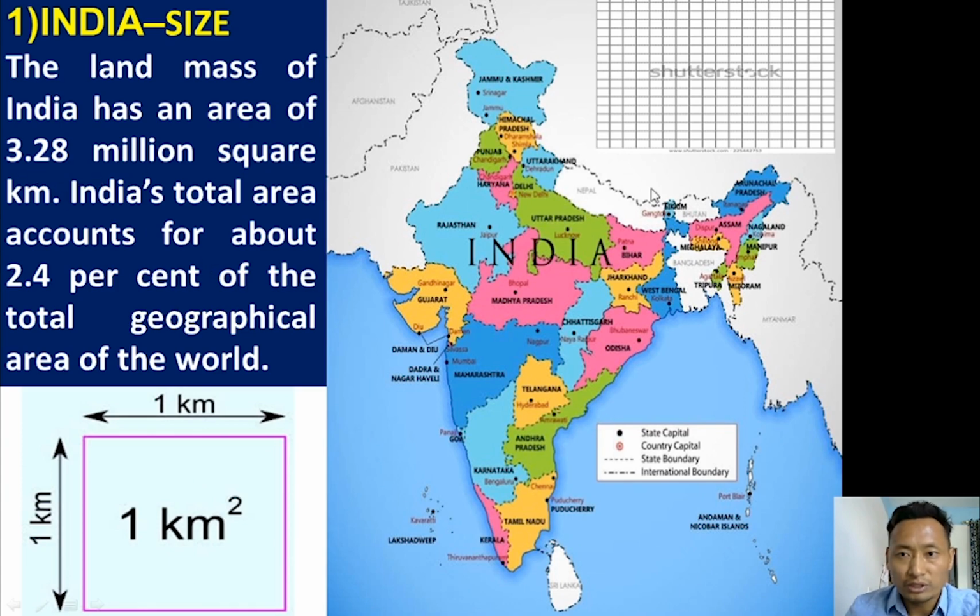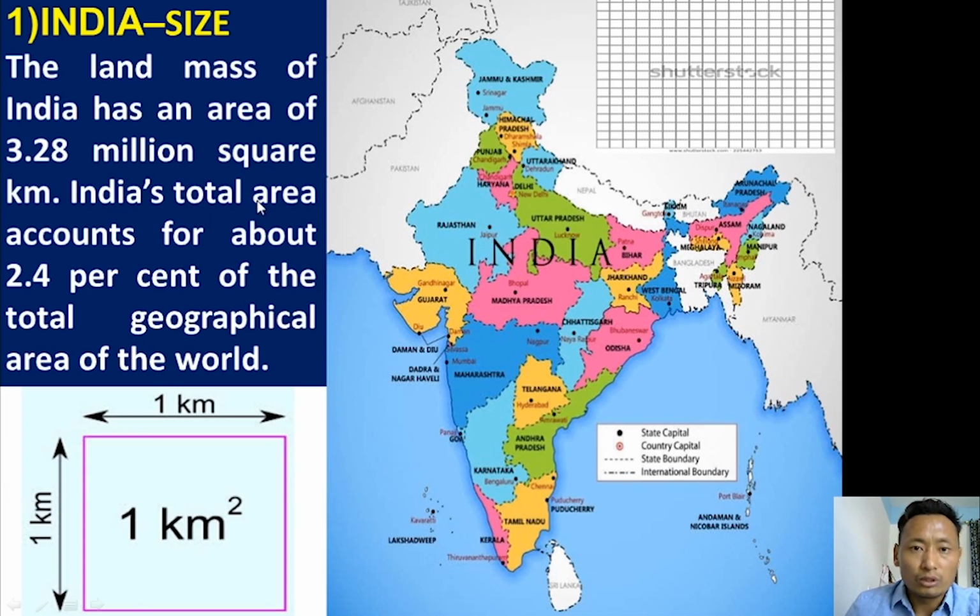How can we count? If we overlap this square on the map of India, we can count like this: 1 square kilometer, 2, 3, 4, 5, 6. So in India in total we have 3.28 million square kilometers. This is the land mass, or the area, of India in total.